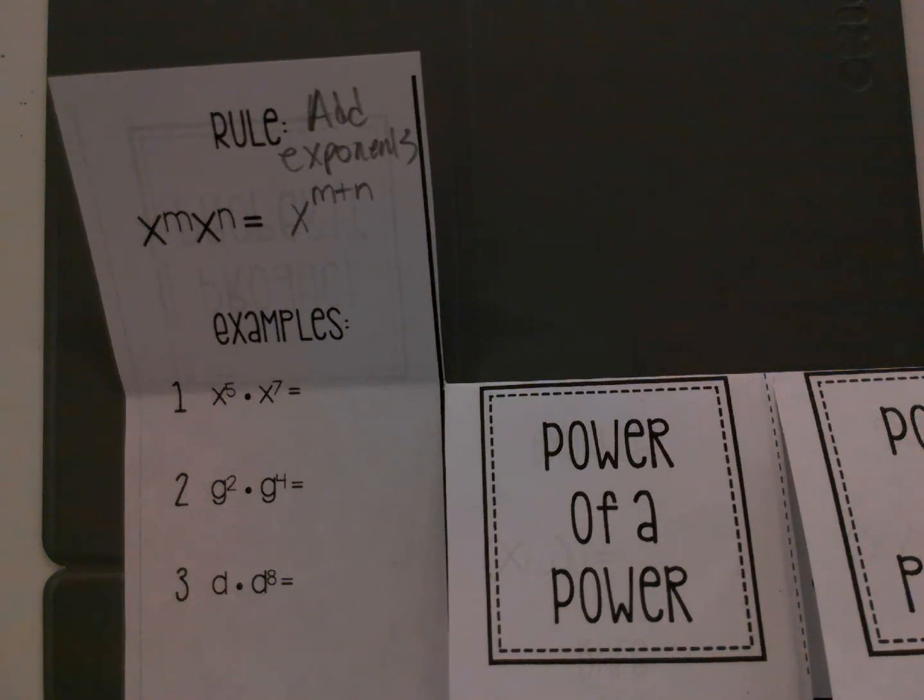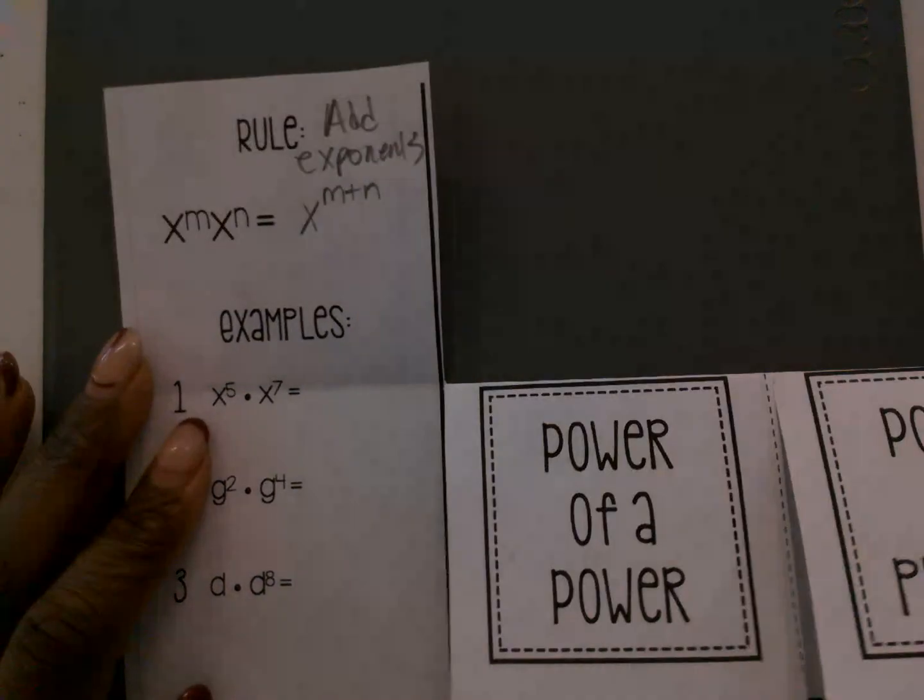You got it? Wait, you said product property? It's the first tab. Yep. Do we write that? Yes, baby. You're right. Add exponents.